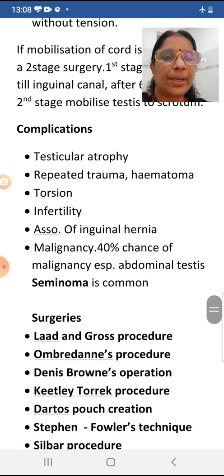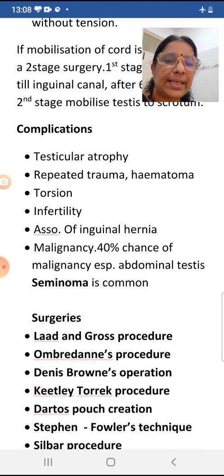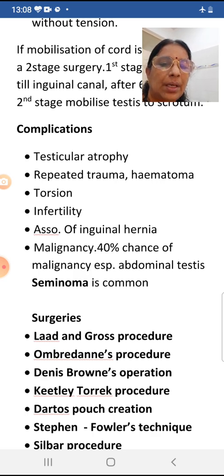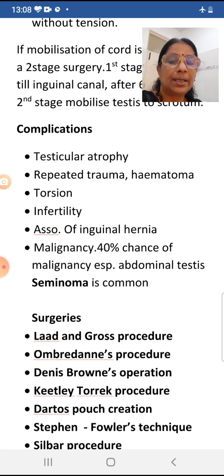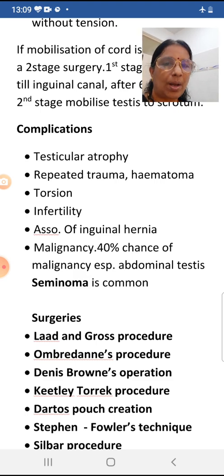So complications, what can occur if it is a case of undescended testis? These are testicular atrophy, repeated trauma, hematoma formation, and torsion can occur if it is in the abdomen. Infertility, because of the high temperature in the abdomen, the sperm production is decreased and it leads to subfertility or infertility. Then association of inguinal hernia, then malignancy is reported in undescended testis also, because the heat is very high in the abdominal cavity. So there is a 40% chance of malignancy, especially in abdominal testis.